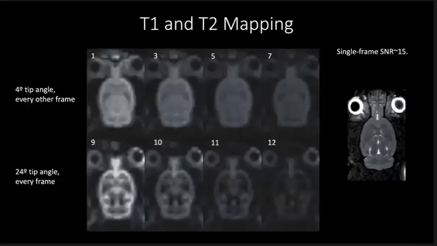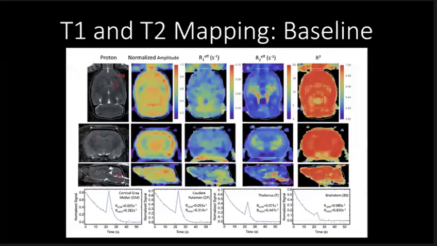All right, so here's what the 4-degree tip angle images look like going down the stack, sort of every other frame. Now you see when you go up to 24 degrees, you have pretty rapid signal dropout, particularly in regions of white matter, but we're able to see some signal out for several frames yet. And so this rapid signal decay that we're seeing in some of these white matter regions is a challenge, and I'll talk a little about that as we go on.